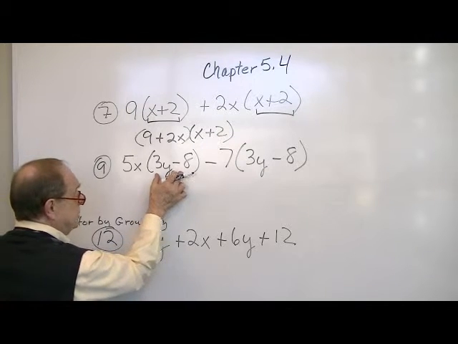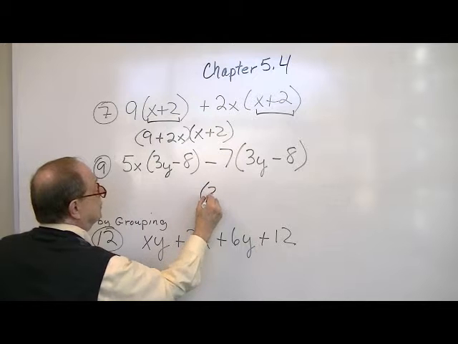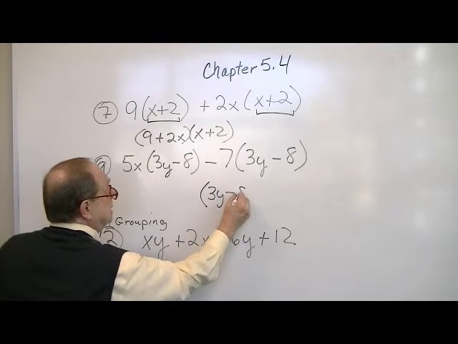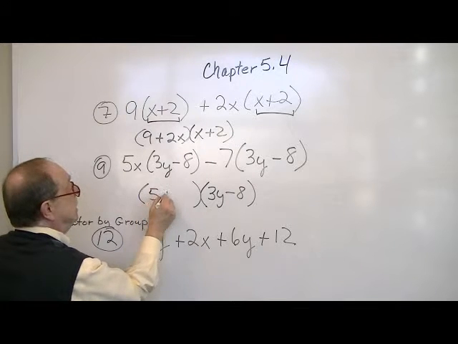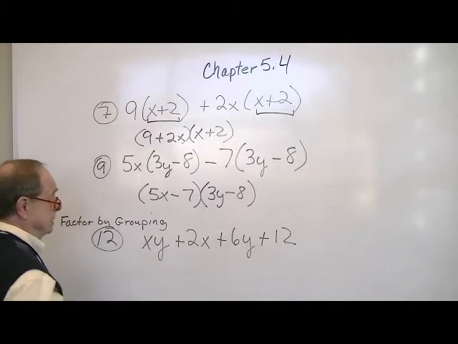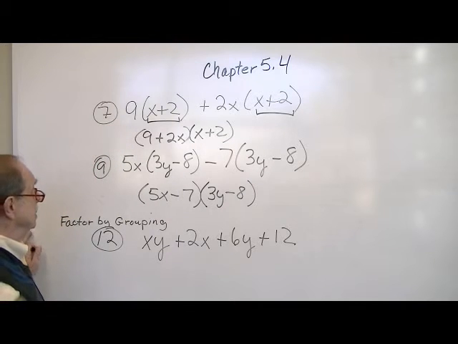So again here we see a common factor. So we put our 3y minus 8 and then our 5x minus 7. And it's similar to example 7.